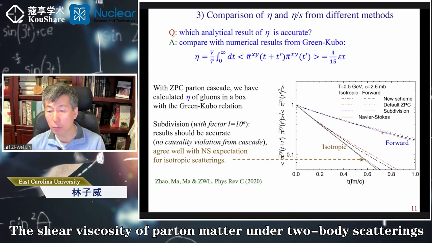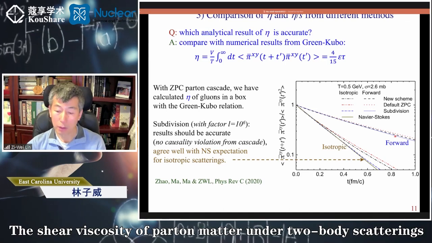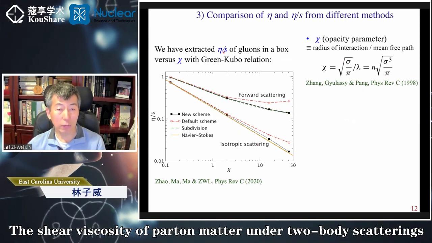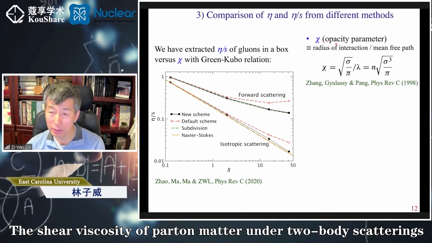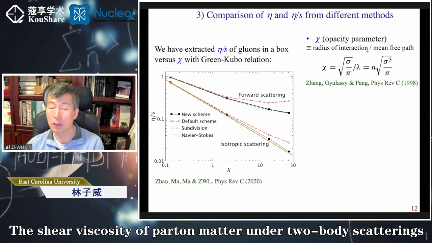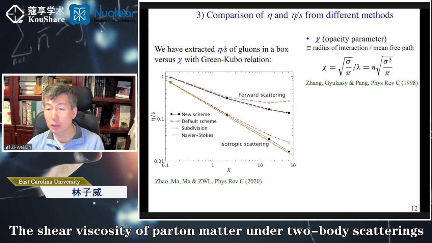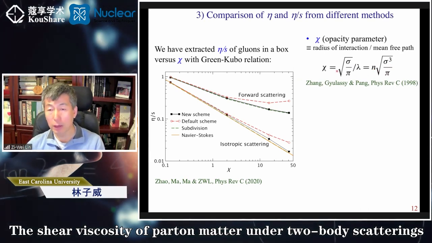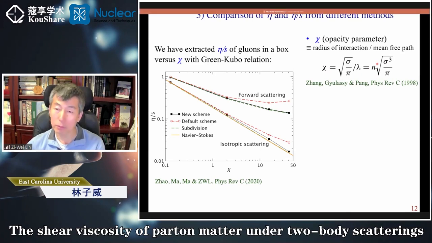So numerically, we get a blue curve again from subdivision, and then we can extract the shear viscosity for that forward angle scattering. So we have done that for different cases, for several different temperatures and cross sections, and extracted the eta over s ratio of the gluons versus this parameter chi. This chi parameter is called the opacity parameter. It's defined to be the radius of interaction of the cascade, which is the square root of sigma over pi, divided by the mean free path lambda. So it can be written as the density of the partons times the sigma to the 3/2 power with some factor. So this was introduced in this paper, and this basically reflects the interaction strength of the two-body scatterings. You see, the bigger the density, or the bigger the cross section, the bigger the chi.